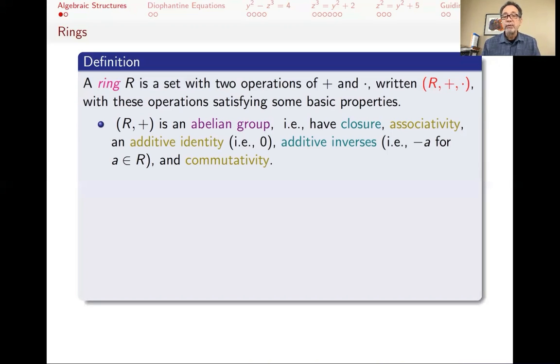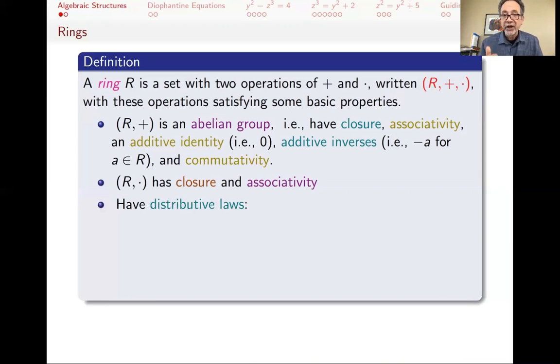With multiplication, we have much less. Basically, all we have is closure and associativity. If you take two elements and multiply them, then the result should be in your set R. And also (ab) times c should be the same as a times (bc). We have two operations. They also have to connect to each other, and they do that via distributive laws. a times (b plus c) should always be a times b plus a times c. And because we haven't said that the multiplication is commutative, we also have (b plus c) times a should be ba plus ca. This is what a ring is: a set with two operations with these very basic properties.